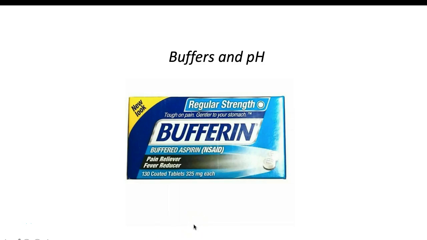Buffers and pH is the name of the topic for today. Here's a picture of Bufferin, which you can buy at any CVS or Walmart. It's called buffered aspirin, and it is less harsh on your stomach because aspirin itself is an acid, and you'd be adding an acid to your stomach acid when you take an aspirin. So if you take Bufferin, you're taking aspirin, and yet it is much gentler on the stomach.